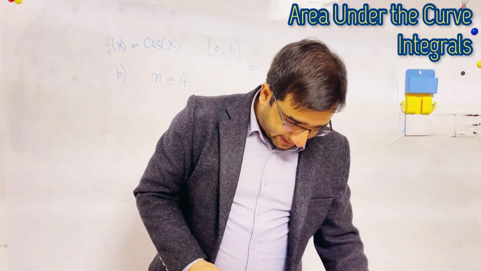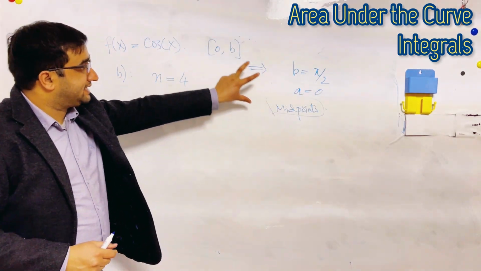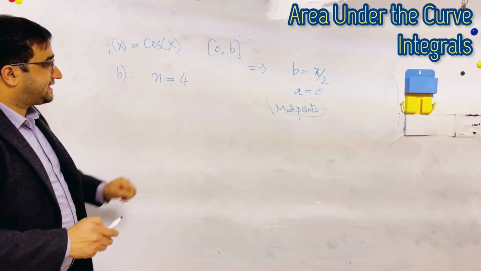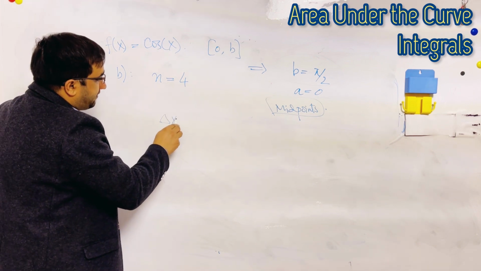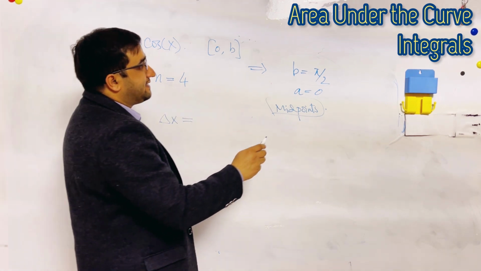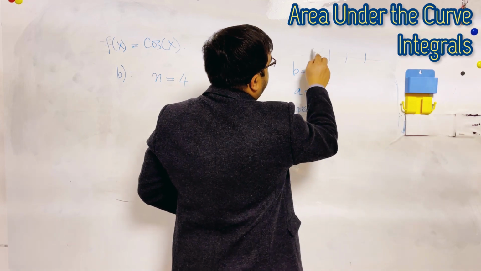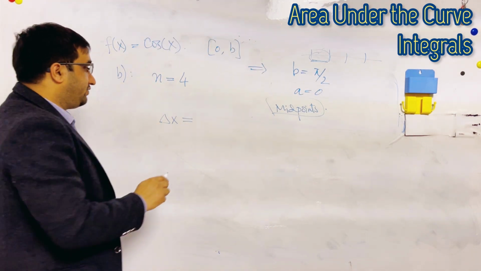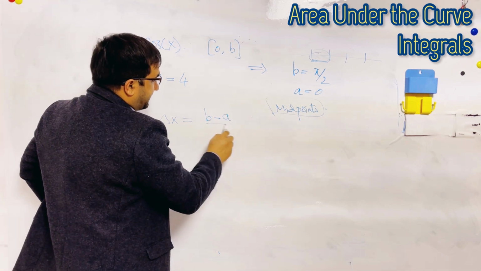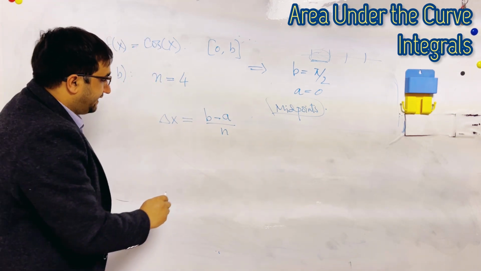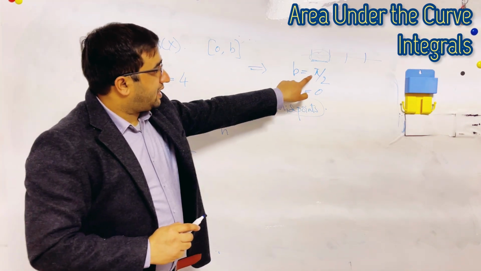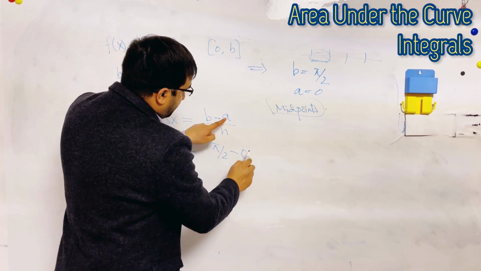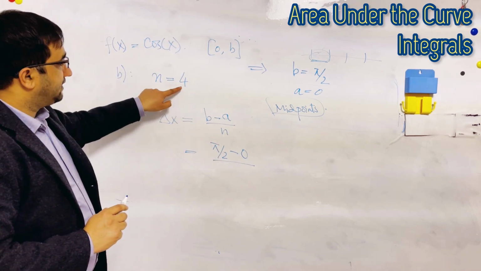Anyways, to calculate the points for this interval, the first thing you need is the width of the slices. The whole set of slices you are going to make, how much will be this width? That is delta x, and you know the formula for delta x: it is b minus a divided by n. In this case, b is pi by 2, a is 0, divided by n, which is 4.